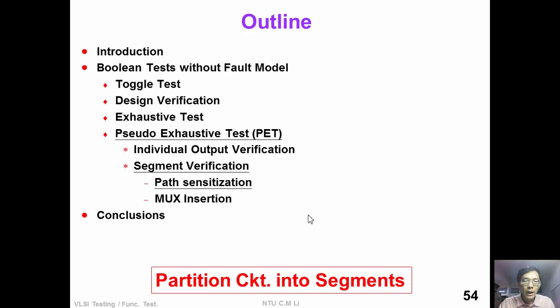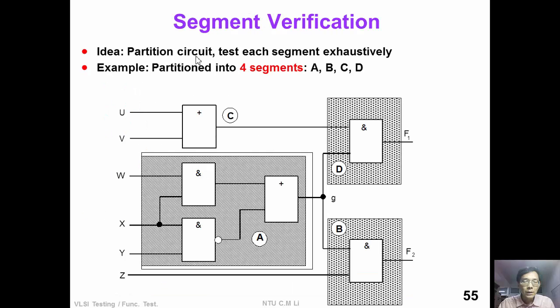In the second part of the PET lecture, we will introduce the segment verification technique. In the segment verification technique, we can partition the circuit into segments, and we test each segment exhaustively. There are 2 possible techniques. We will introduce the path sensitization first. Given this circuit from the exercise, we can partition the circuit into 4 segments. Segments A, B, C, and D.